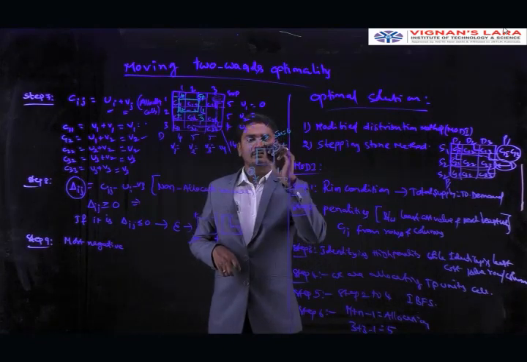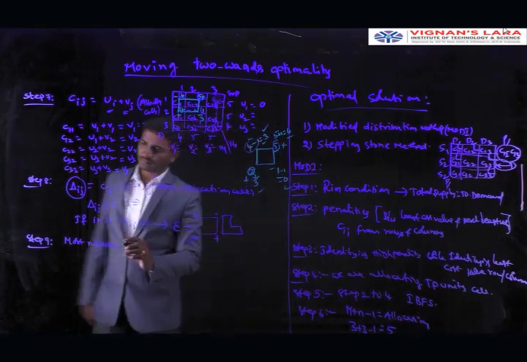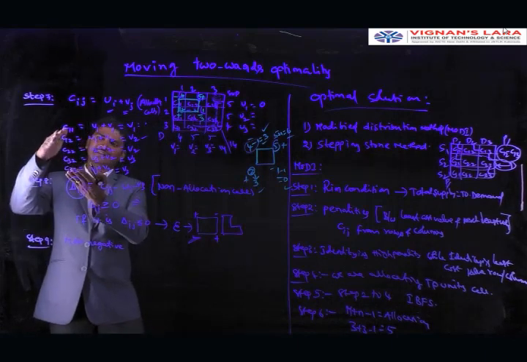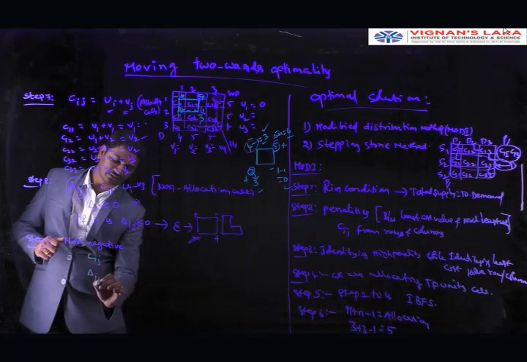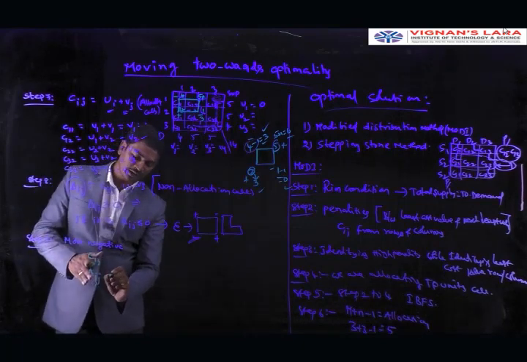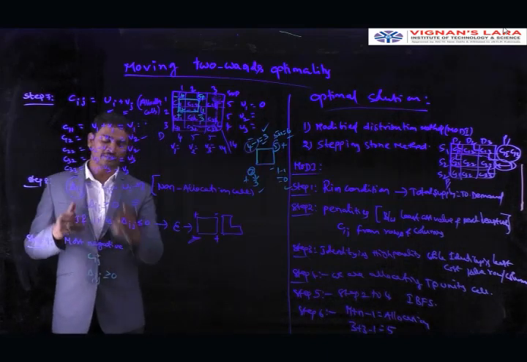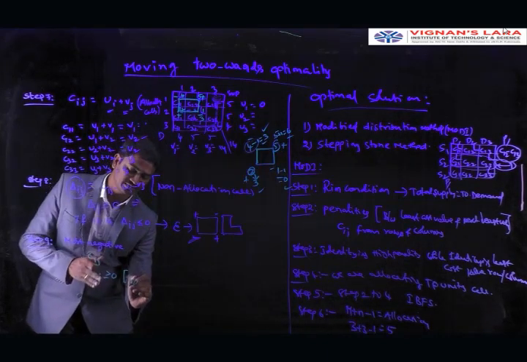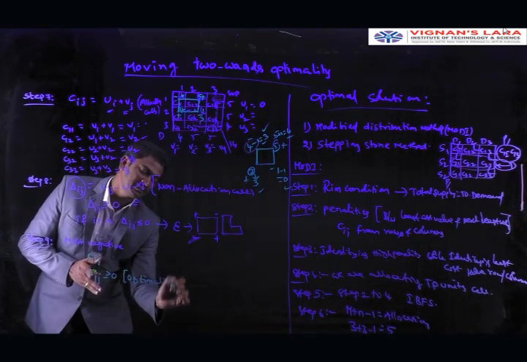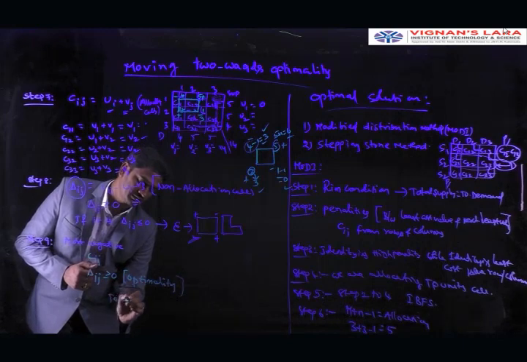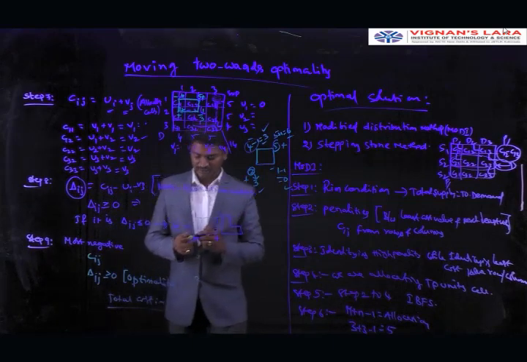0, 3, 3, 6. Based on this we are going to calculate the Cij values, and again calculate the delta ij value. Until it reaches greater than or equal to 0, we have to repeat this procedure. If delta ij is greater than or equal to 0, the optimality is reached, and we find the total cost. Okay, this is the modified distribution method.